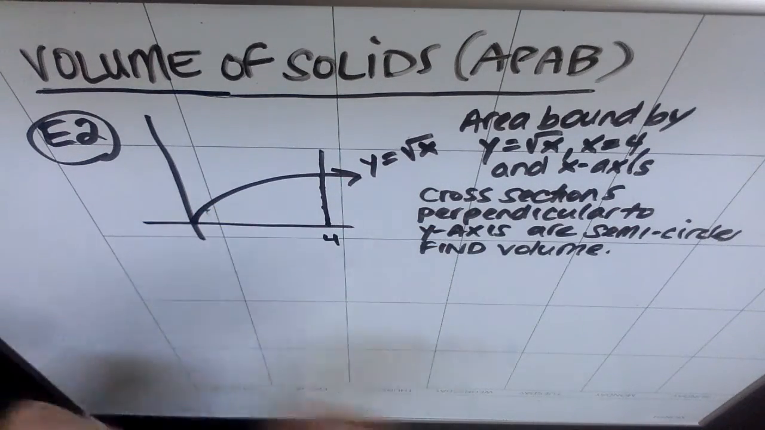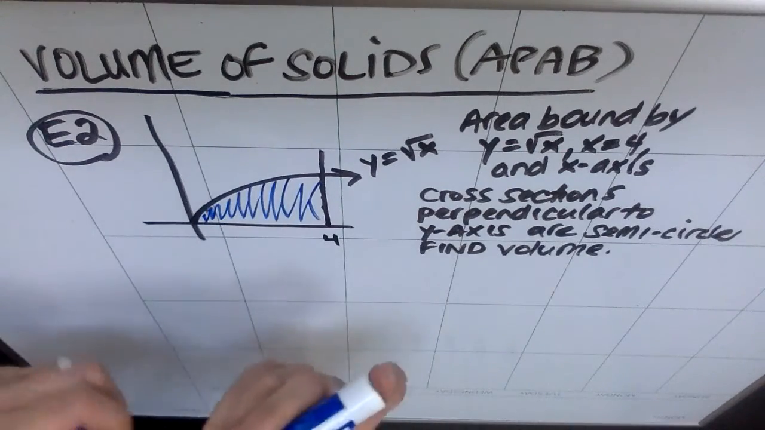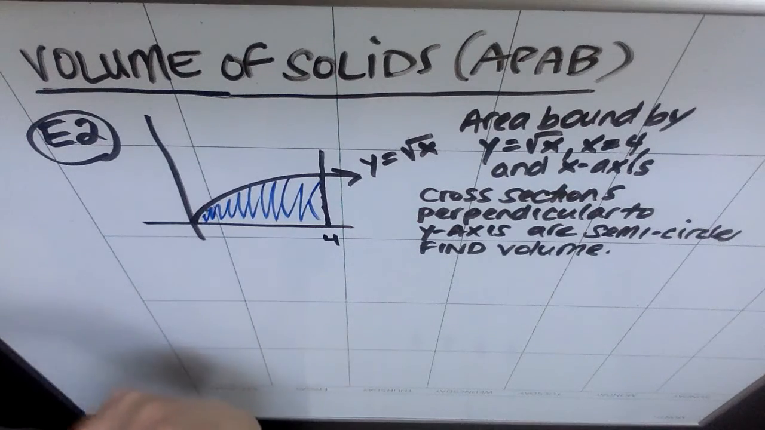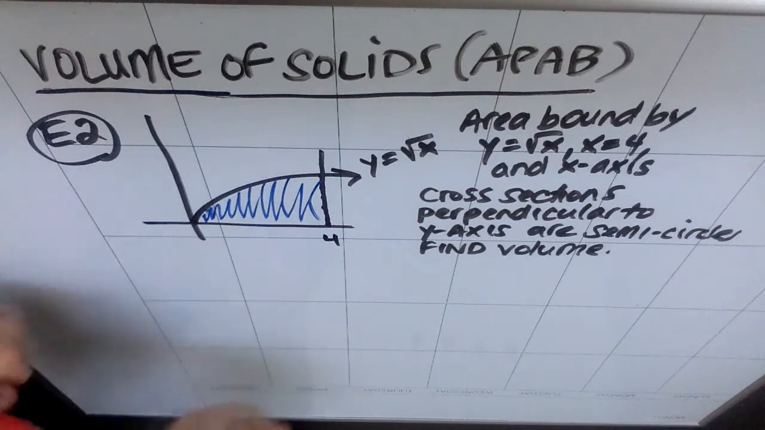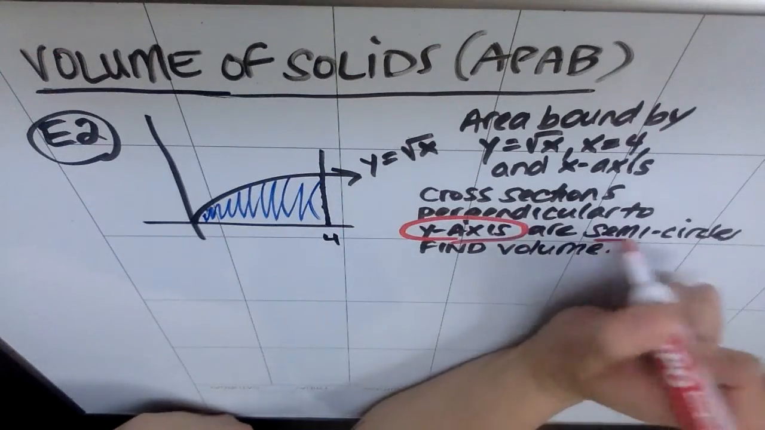So if I shade that a little bit in blue, there's the shape we're talking about. That is the area, and there are cross sections coming off of that that are perpendicular to the y-axis. Now this is the important piece of information: perpendicular to the y-axis, and they're semicircles.